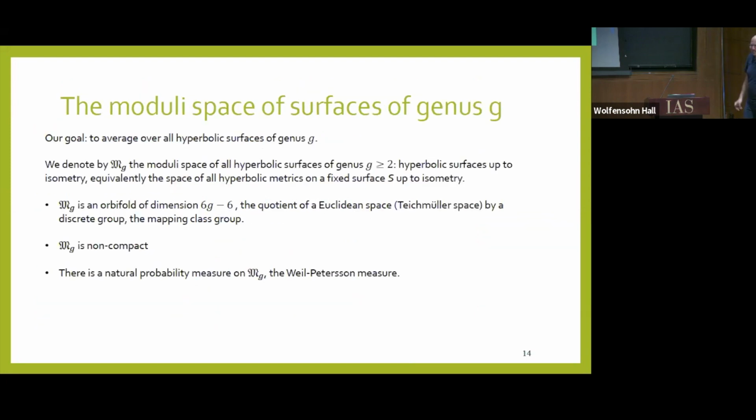Okay, let's answer the question. The set of all hyperbolic surfaces of a given genus actually is essentially a manifold.